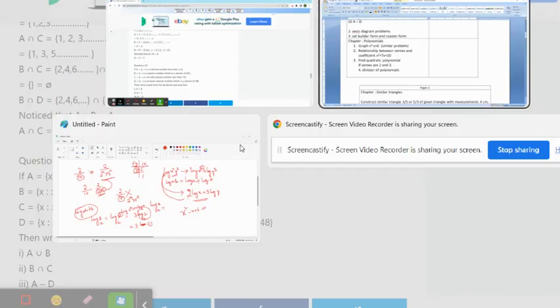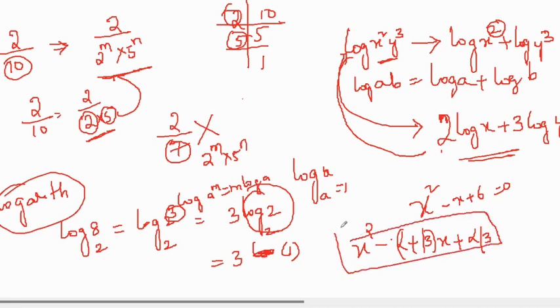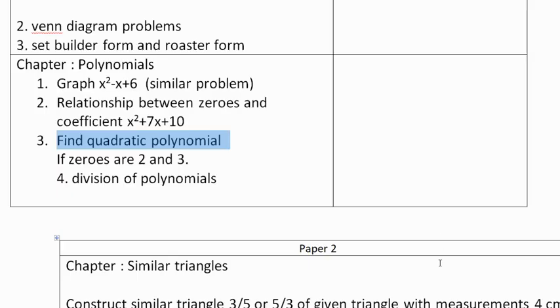The quadratic polynomial formula we all know, right? The quadratic polynomial formula is x square minus sum of zeros into x plus product of zeros. So if the zeros are given as 2 and 3, you have to add the zeros, students, and multiply them. Product means multiplication. x square minus 5x plus 6 is a quadratic polynomial with zeros 2 comma 3.